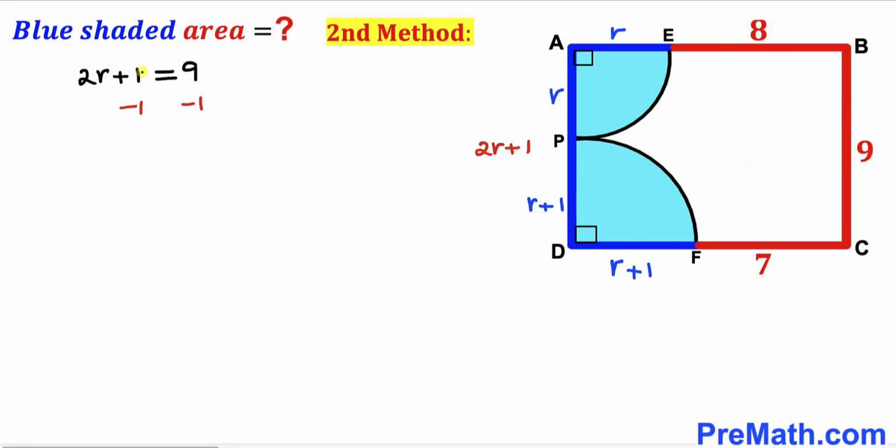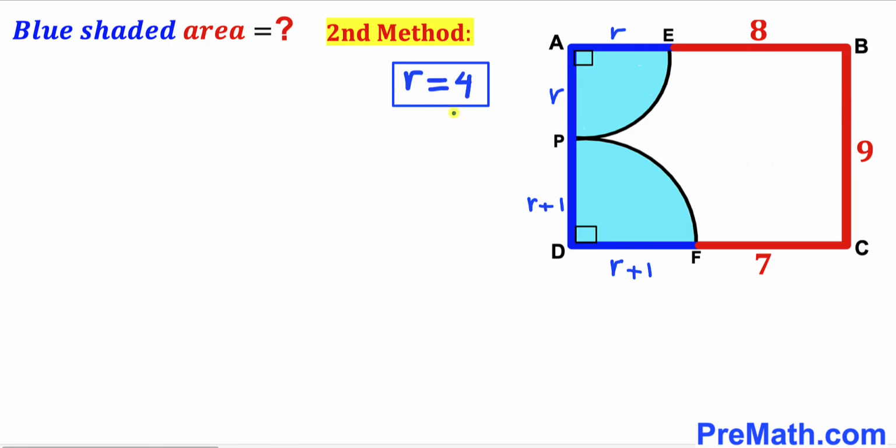Let's subtract 1 from both sides. This is gone. So 2 times lowercase r turns out to be equal to 8. And now we are going to divide both sides by 2 to isolate lowercase r. So therefore we can see our lowercase r value turns out to be 4 units. So thus our lowercase r value turns out to be 4 units.